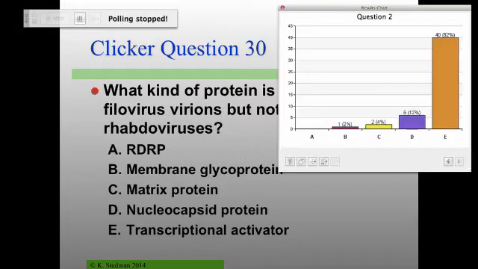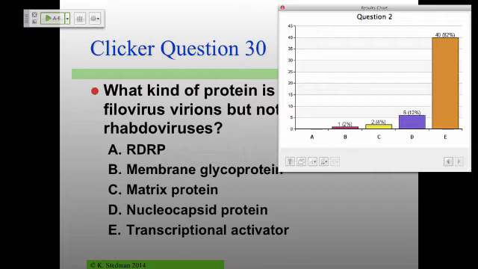So RDRP is what? Yes, thank you, RNA-dependent RNA polymerase. Membrane glycoprotein. Yes, we've definitely got them in filoviruses. What about rhabdoviruses? What's it called in rhabdoviruses, at least in say vesicular stomatitis virus? It's the G protein.